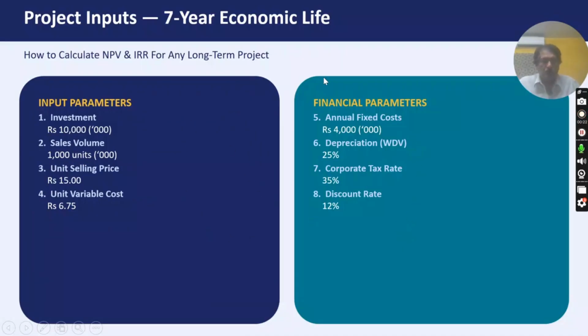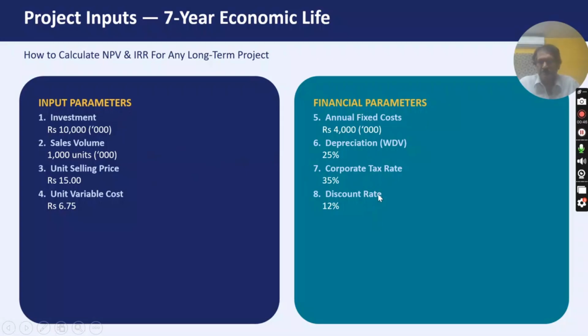Now, these are the inputs for determining the value of NPV and IRR. The life of the project is 7 years. 7 years is the economic life of the project. These are the data. I am not reading it. These are the inputs.